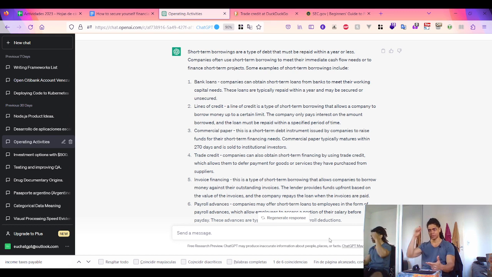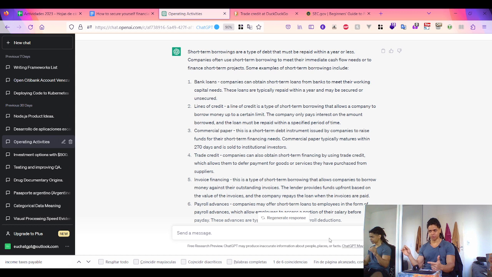Commercial paper, okay, this is a short-term debt instrument issued by companies. So you have bank loans, which are short-term loans from banks. Line of credit has a limit of how much money a company can borrow. To put it simply, bank loans are loans that a bank issues to companies.